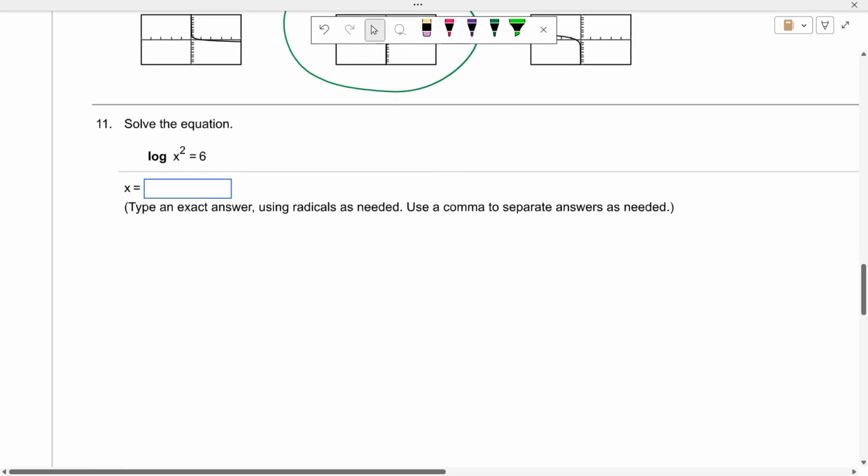All right, this last one. How would we solve this equation? 10 to the 6th equals x. Right, exactly. This is log base 10. So 10 to the 6th equals x squared. Take the square root of each side. x equals 10 to the 3rd power, because the square root is taking half the power. Half of 6 is 3. So it'd be 1,000.